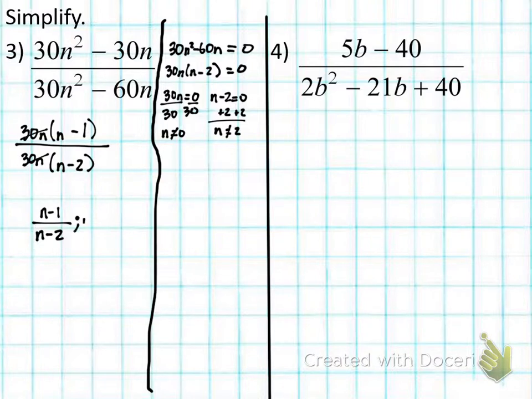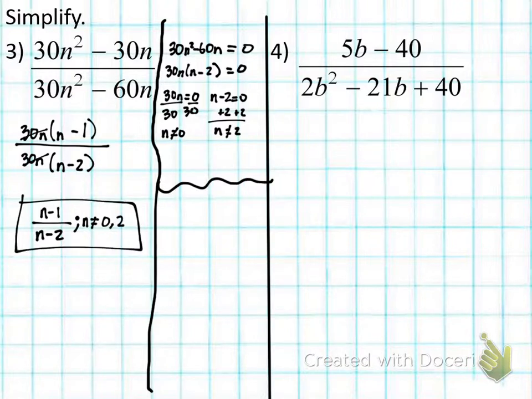Then we're just going to write our final answer, semicolon, n is equal to 0, and n cannot equal 2, right? Because if these values are put into my original problem or my final answer, it would make the problem undefined. Okay? Makes sense? Okay, number 2.